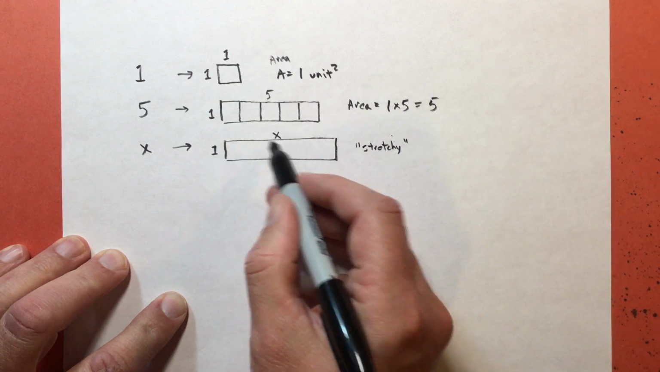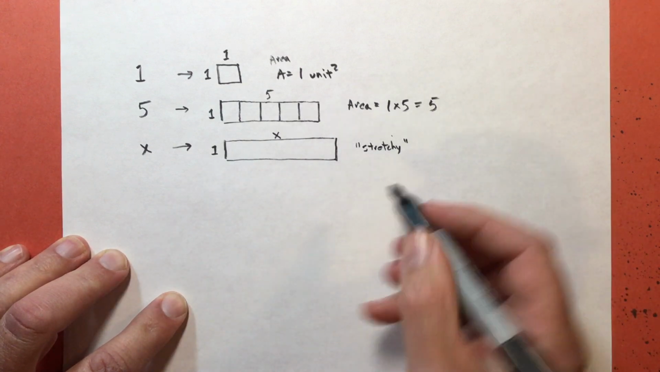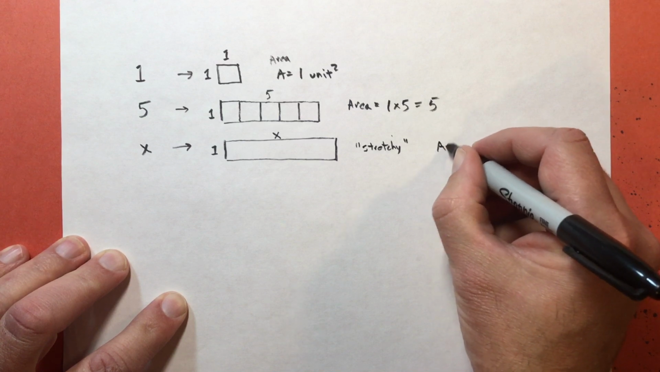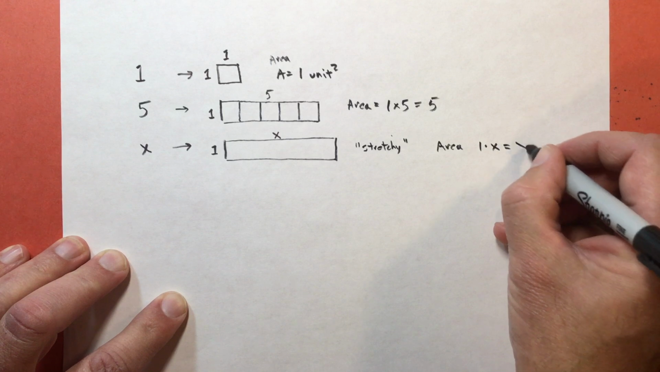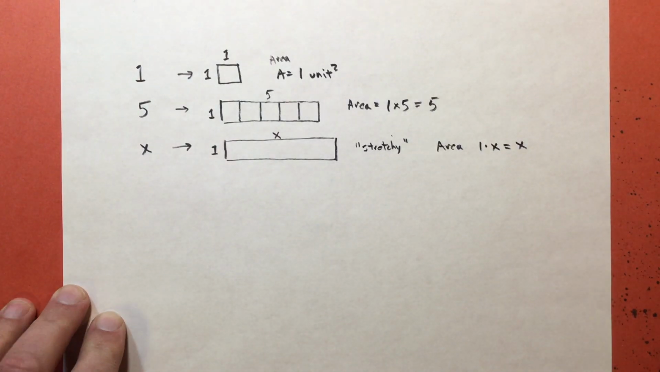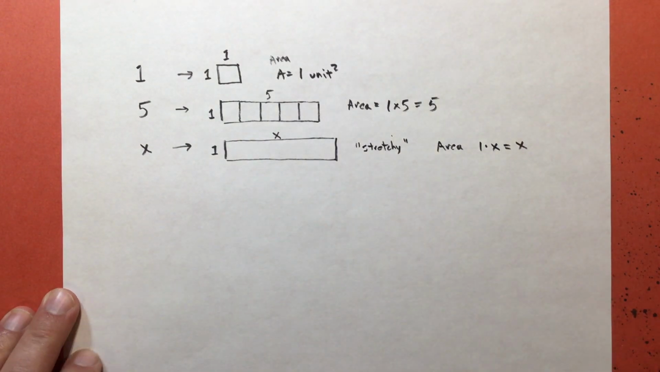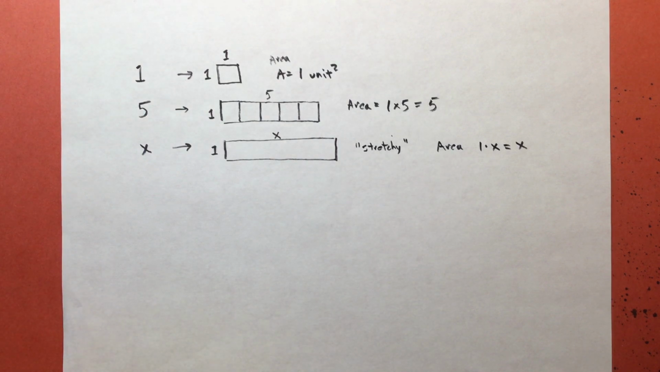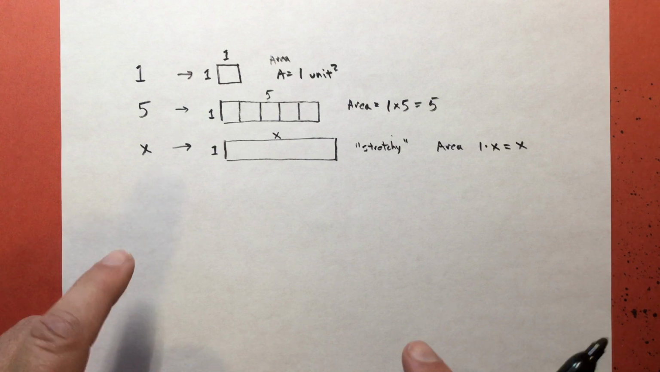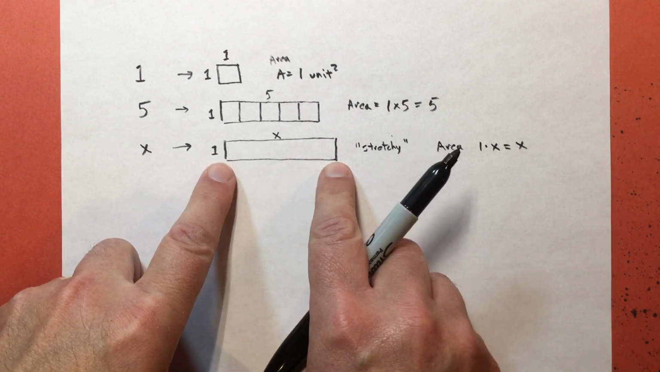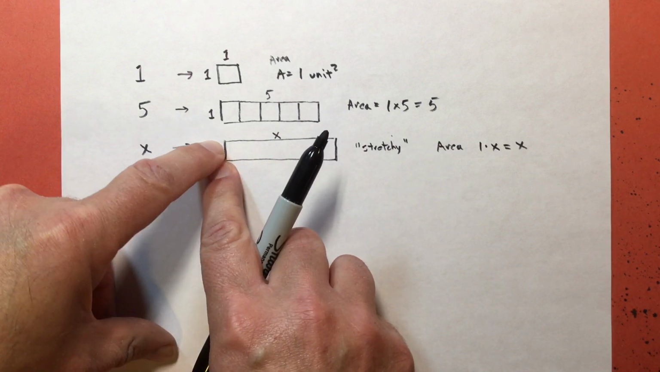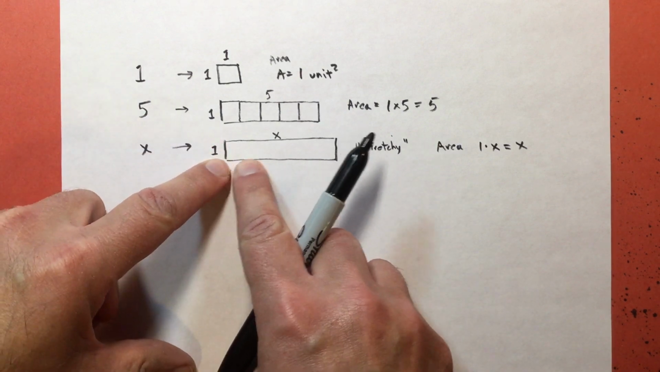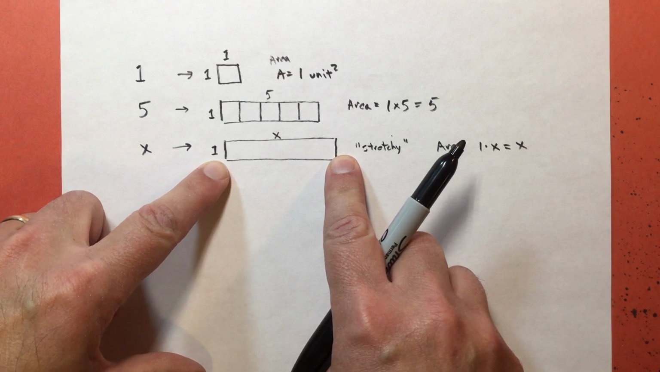And this rectangle represents the variable x. So the area is 1 times x, which equals x. I had to be careful I didn't do an x for multiplying, or that would look really confusing. So if you think about things geometrically, whenever I see an x, I just think of it as a rectangle that is 1 unit wide, but x units long.